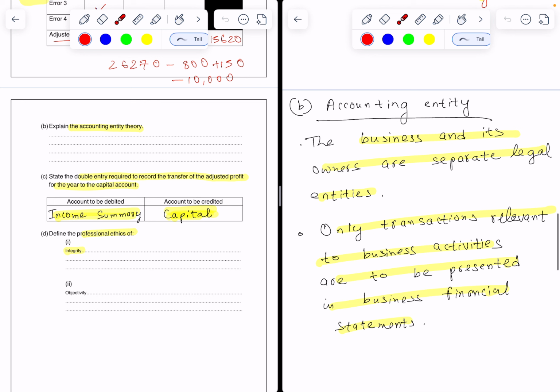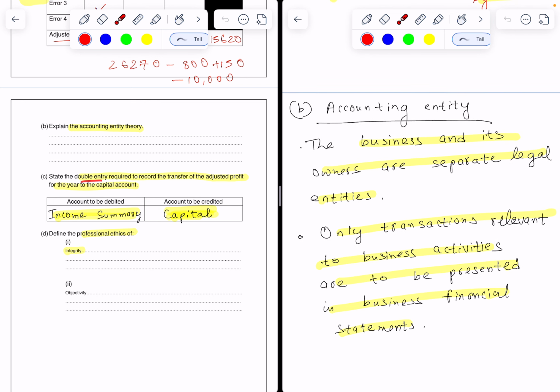Next, we have got question C. State the double entry required to record the transfer of the adjusted profit for the year to the capital account. All right, so this is basically a closing entry which we are performing. And whatever profits are left behind after all expenses are deducted, we transfer it to the capital account as part of a reinvestment for the next financial year.